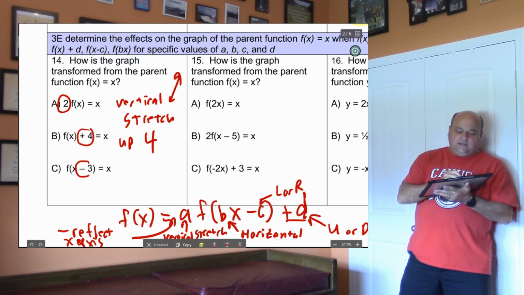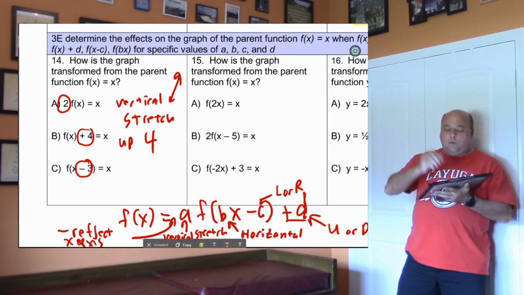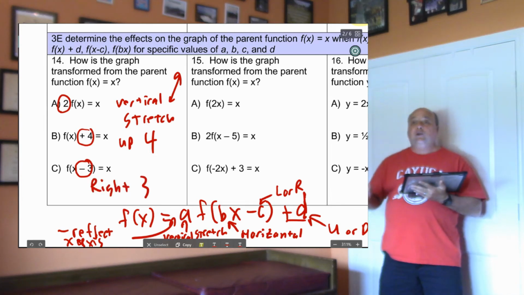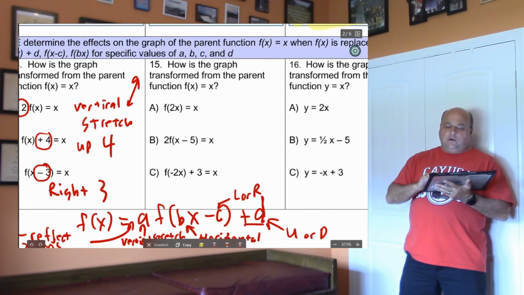The -3 is in the parentheses in it. If it's in the parentheses, it's opposite. It won't be left 3. It's going to be right 3. And you would write translate in front of it, right? Translate left 3, translate, right? Let's go to the next one.